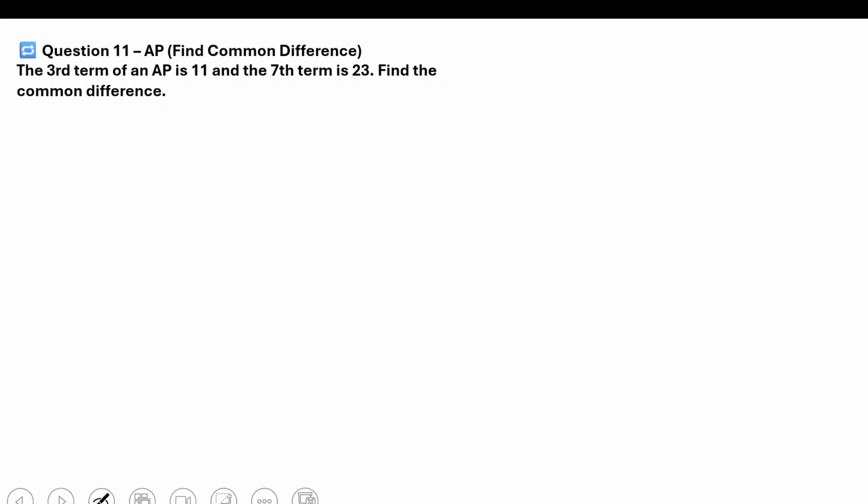Okay, so the third term of an AP is 11 and the seventh term is 23. Find the common difference. So this is the third term of an AP, T3. The AP formula is A plus (n minus 1)d, right?